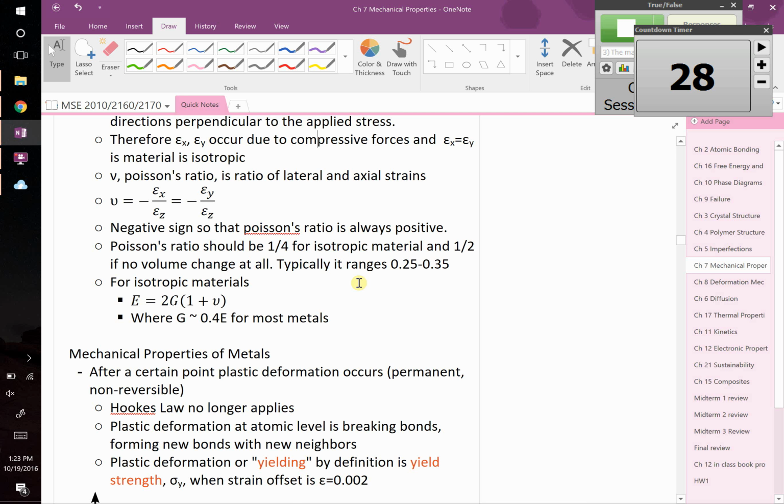Some things are really far out there. Cork, for example, is the example I usually give. Cork has a Poisson's ratio of, let me get this right, it's 0. Why does Poisson's ratio equal 0 for cork? And then alternately, Poisson's ratio for rubber is 0.5. It's the maximum value. So why? What's going on there? Anybody have a guess why cork versus rubber?